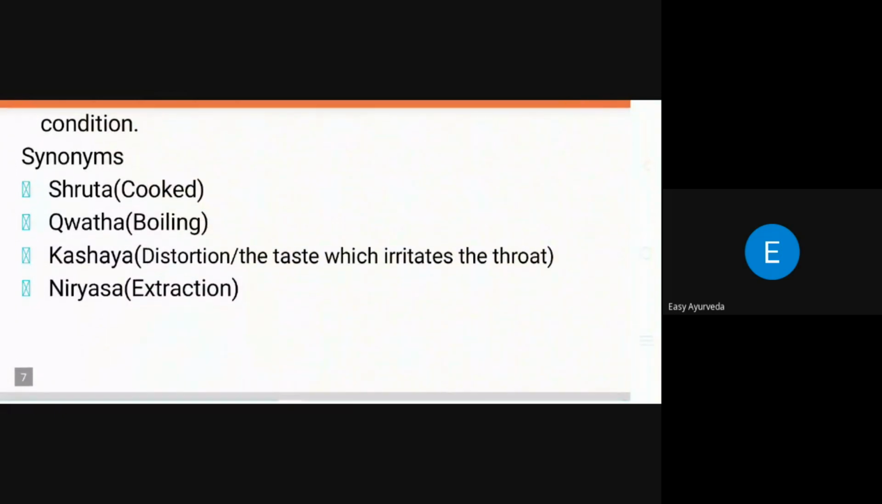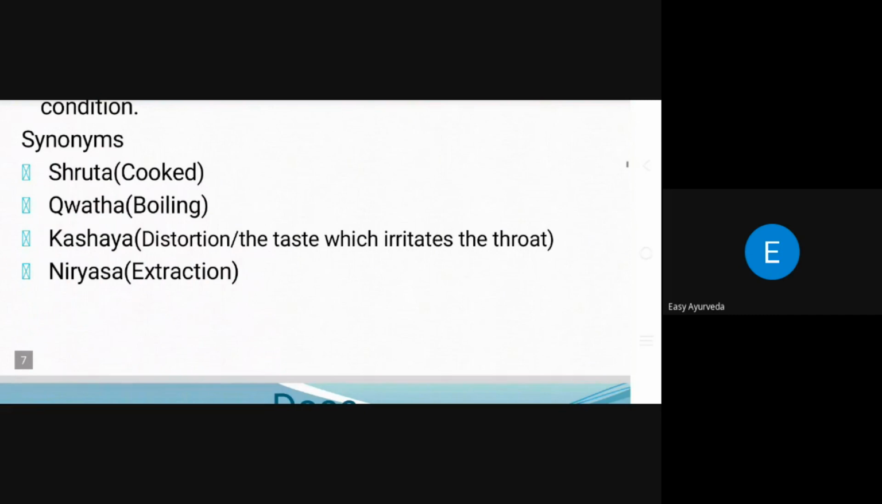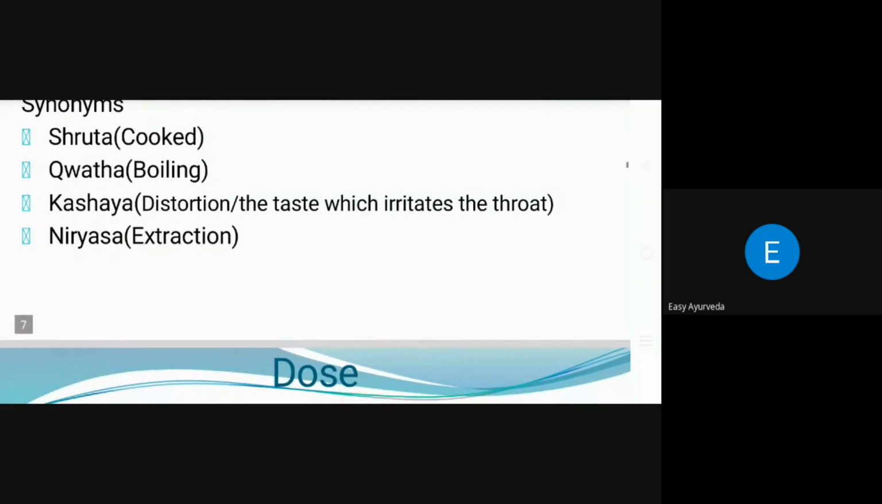And Niryasa, sorry, not Niruha. Niryasa means extraction. What we are doing here is taking the ingredient and its chemical composition into an aqueous medium, in water, and that is called Niryasa.